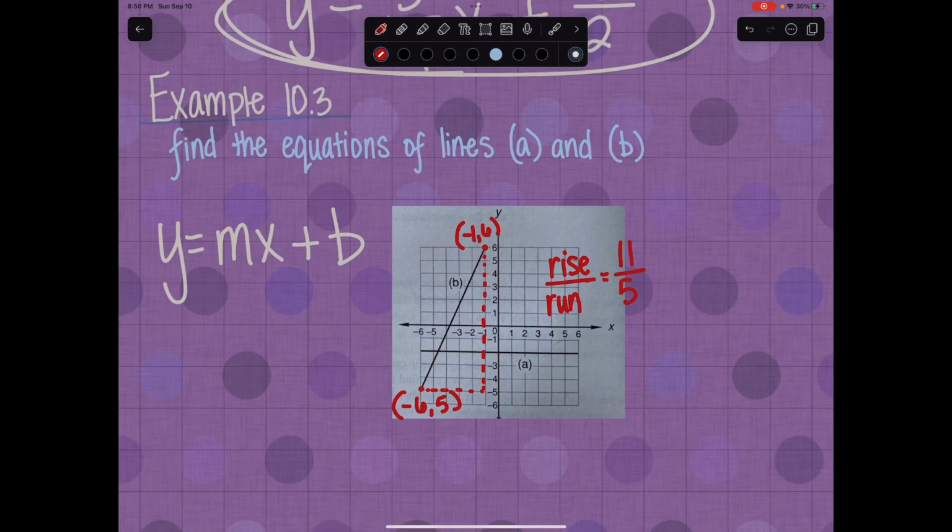Is it positive or negative? It's positive because it's going uphill. So instead of that m, now we know that it's going to be 11 over 5.